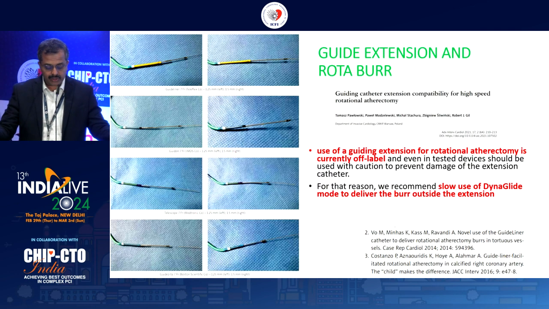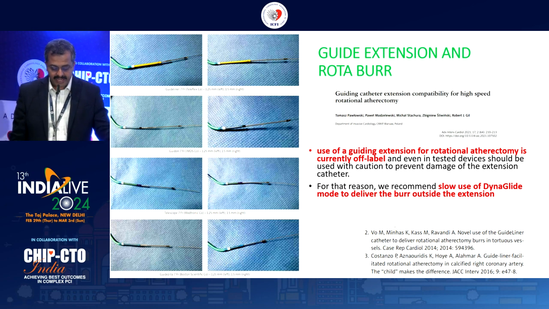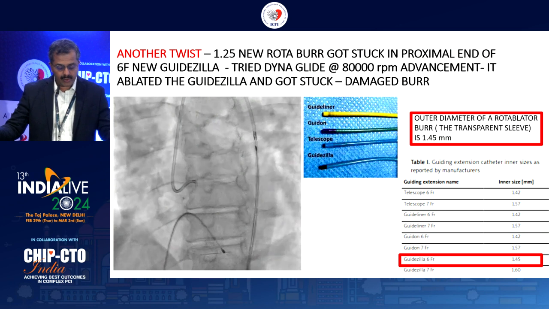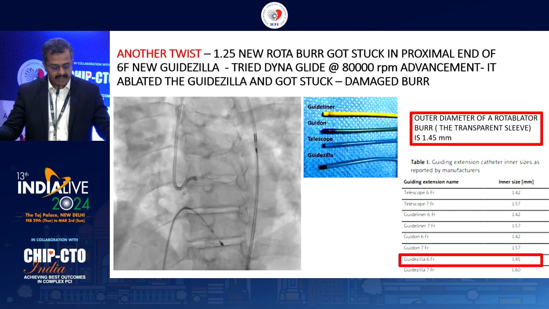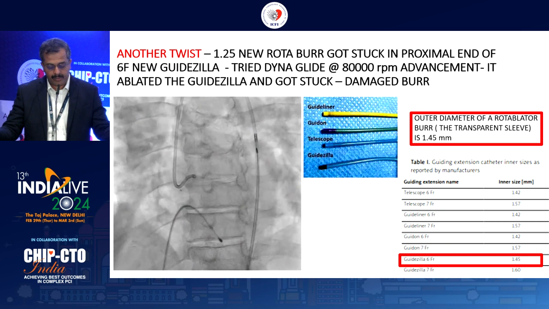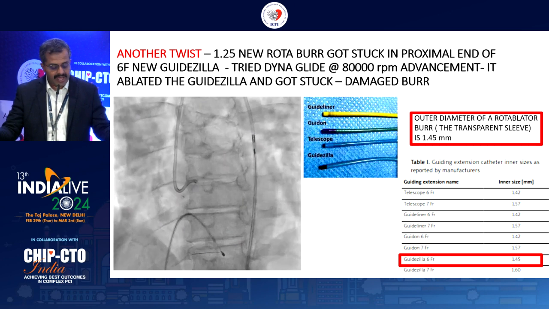But this in vitro study also says guide extension for rotational atherectomy is off-label, and you should preferably use Dynaglide mode to deliver the bar inside a guide extension. So we take this guide extension in, so we have the 1.25 bar, but again we have another twist here. The 1.25 new Rota bar gets stuck in the proximal end of the 6 French Guidezilla.